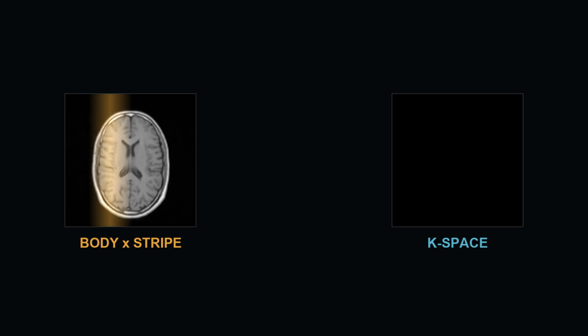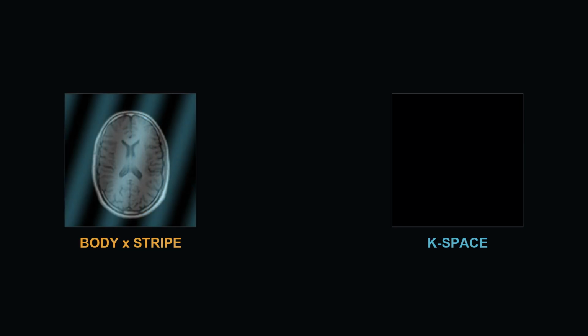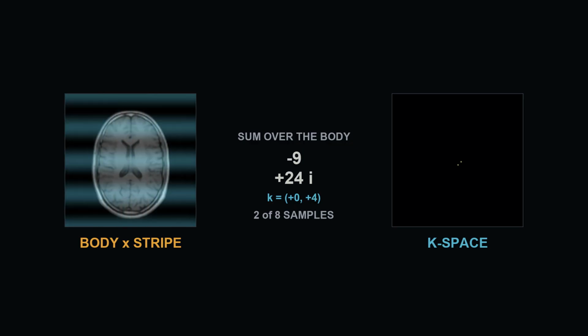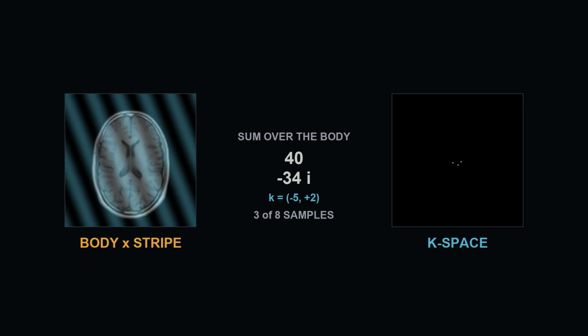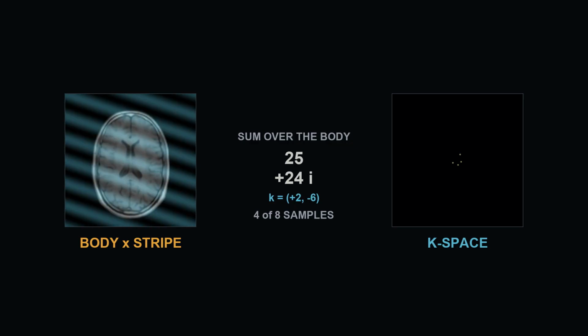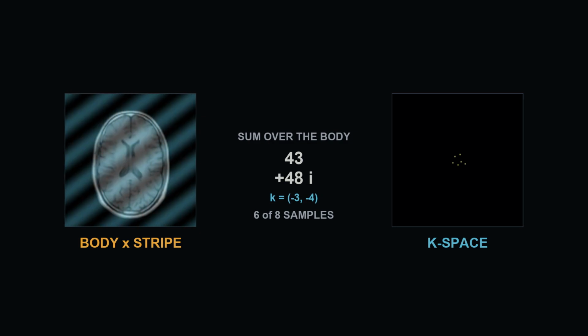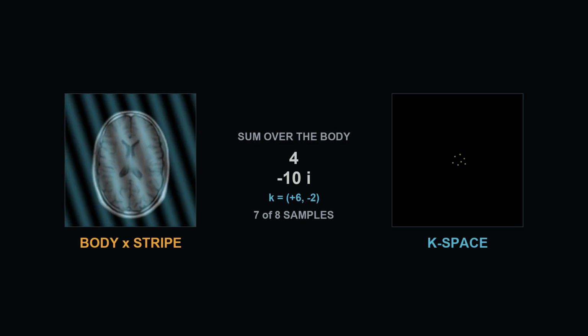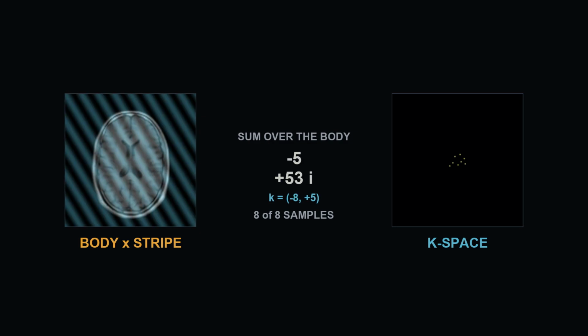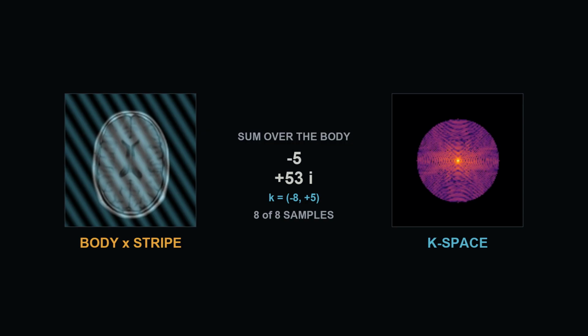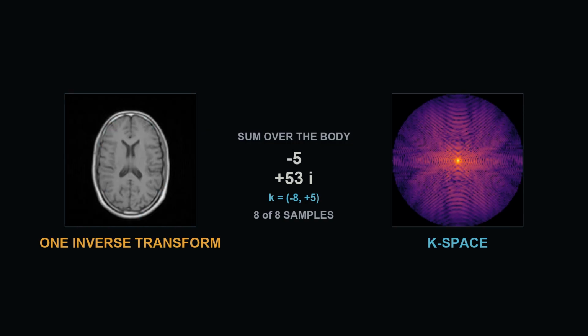Because a gradient varies the field across the body, writing one stripe of phase, and the coil sums the whole body against it. That is one complex number in K-space. Gradient area picks the point. The coil measures the value. Nothing turns a dial. The scanner measures the endpoint, then transforms once.